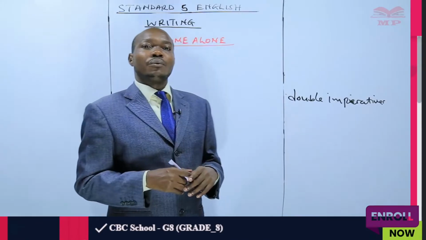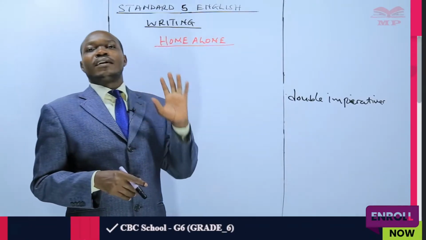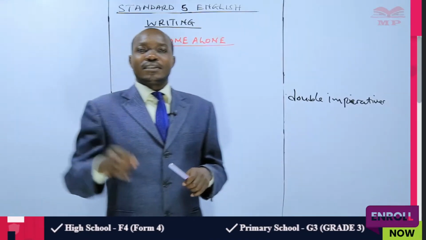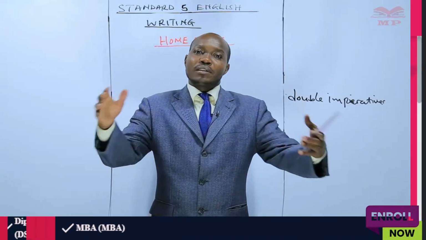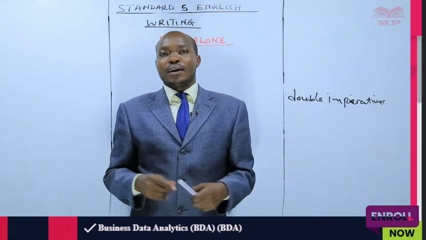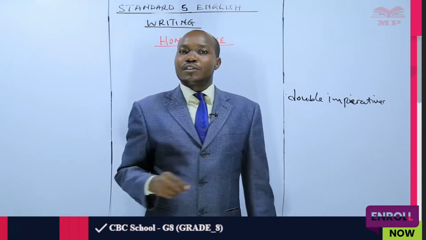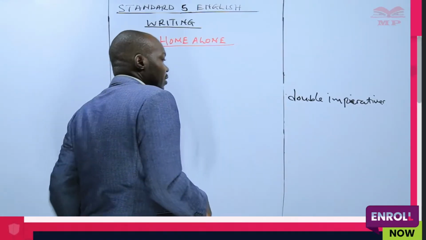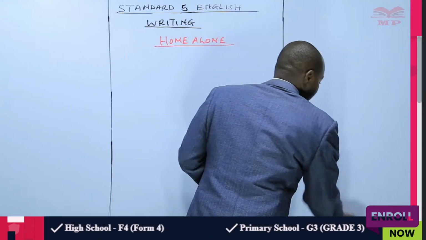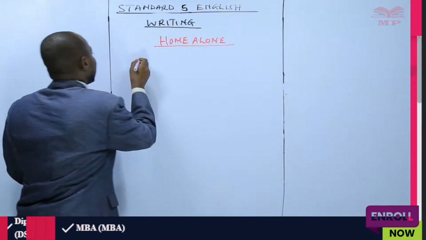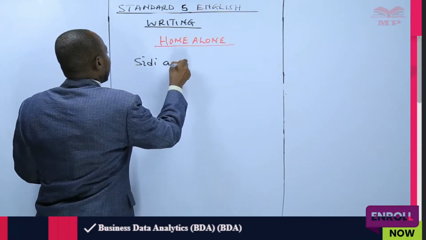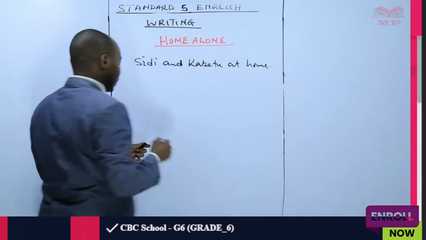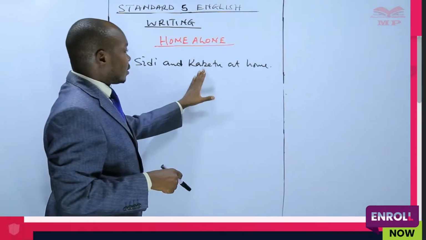In today's lesson, we want to do something different, and that is writing. We want to write about an incident, about an experience, about something that happened while you were at home. If you can remember the passage entitled Sidi and Kabetu at home, remember this passage. These are cousins.